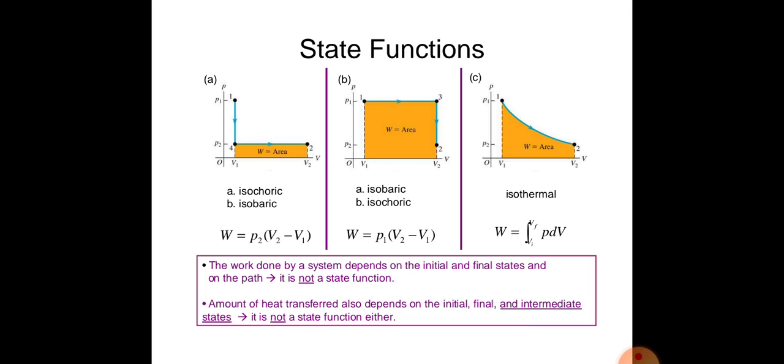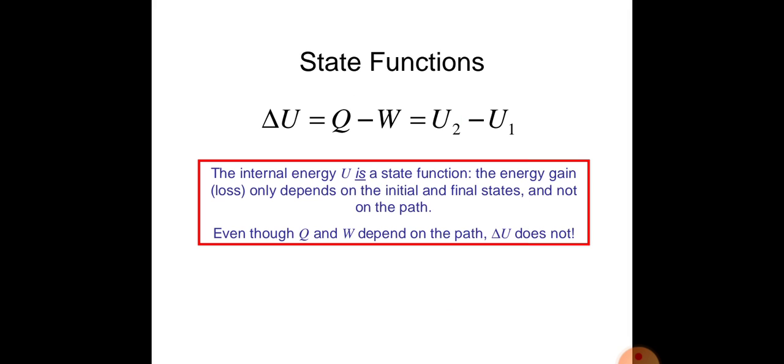And in graph C we see that the process is isothermal, so we get the work done with the function in the range V1 to V2 of PdV. The work done by the system depends on the initial and final states and on the path. It is not a state function. And the amount of heat transfer also depends on the initial, final and intermediate states. So it is not a state function.